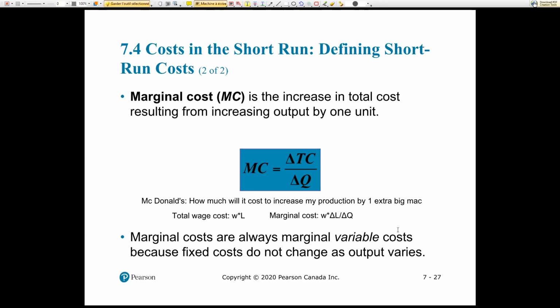And fixed costs do not change. What we're talking about is a variable input. So fixed costs like the cost of the McDonald's location, you cannot change it, so you cannot adjust it. So you always have to pay your rental for the place, no matter what.